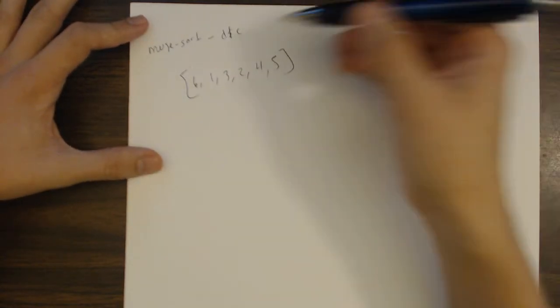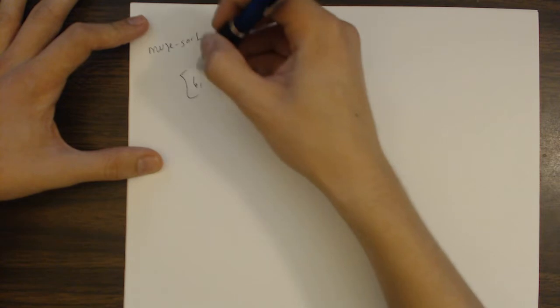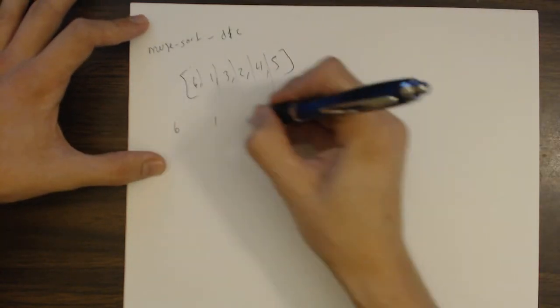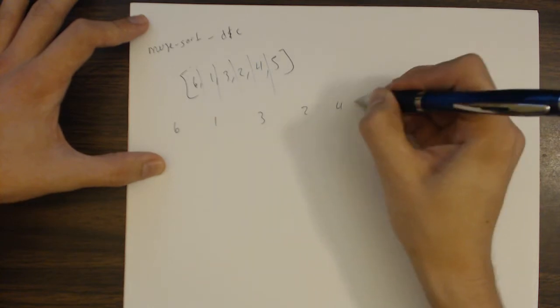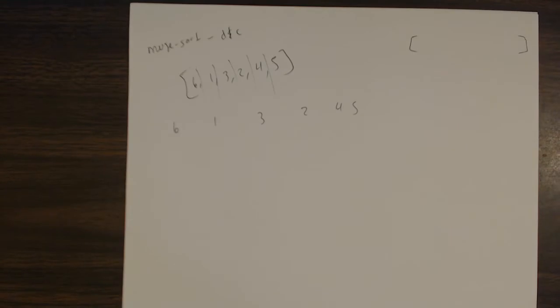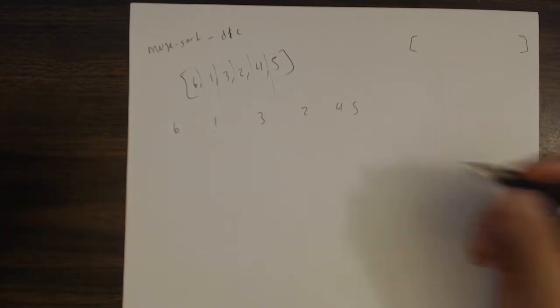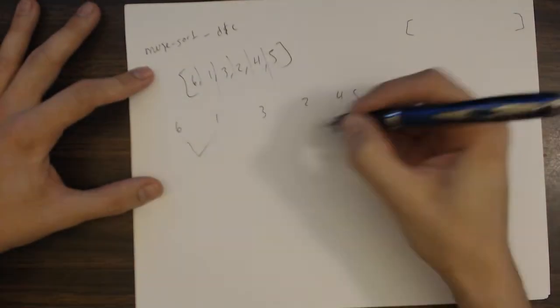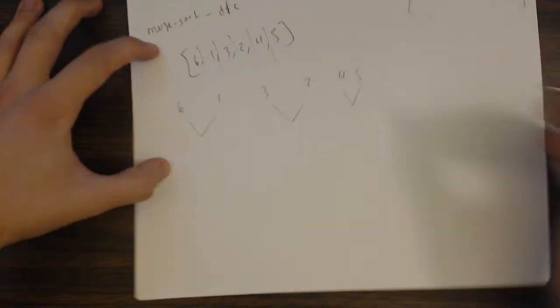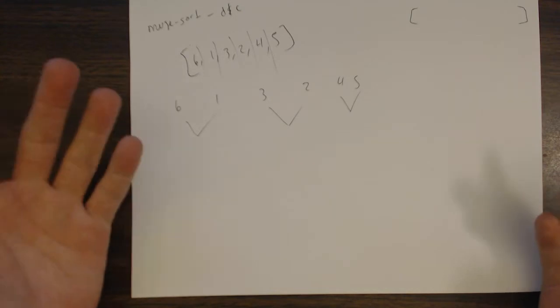And eventually we'll end up with everything being somewhat like that. So we have 6, 1, 3, 2, 4, 5. We'll have some empty array over here that we copy back to. And basically, what we do is we merge it back into bigger pieces. We take the bigger one, and we put it on this side of the smaller one.